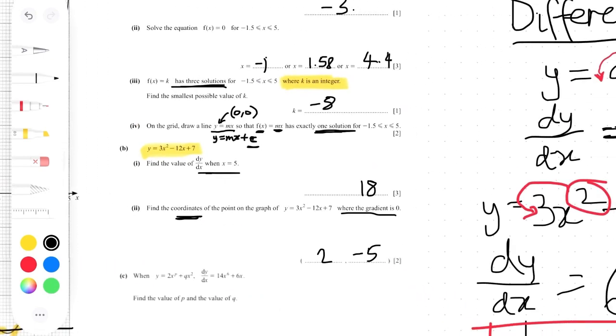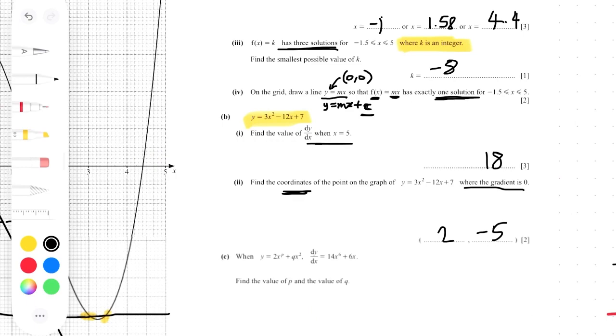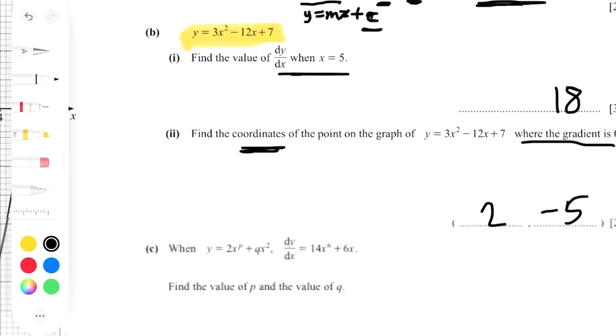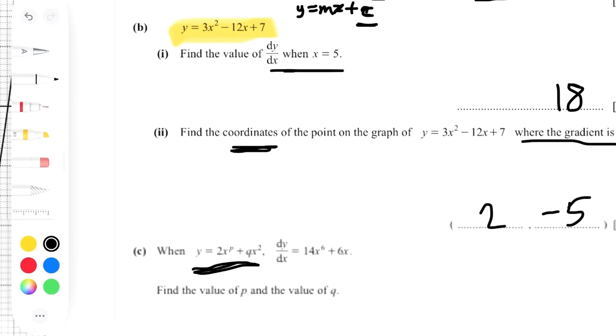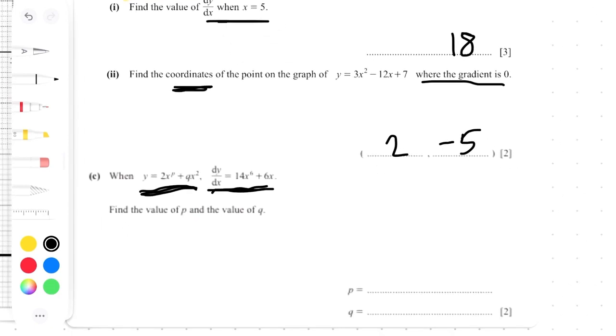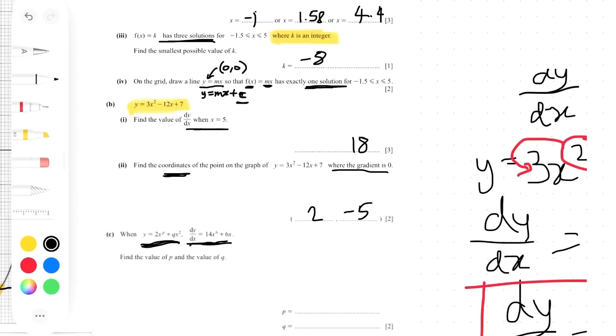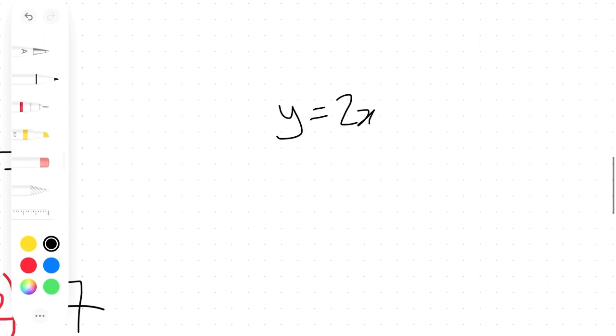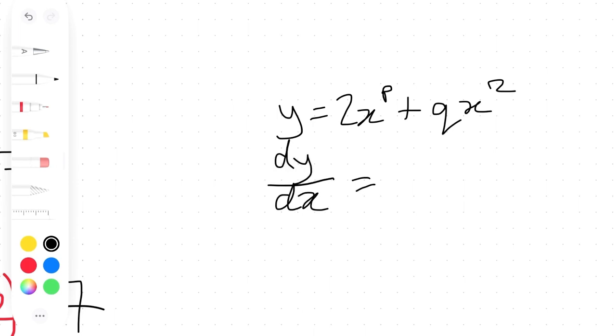(-2, -5). So now we can work through the final part of this question, part C. So they've given us an equation in terms of y and the derivative. So it's asking us to find the value of p and q. So firstly, let me copy over the question. So they've given us this, and they've given its derivative to be 14x to the power of 6 plus 6x.